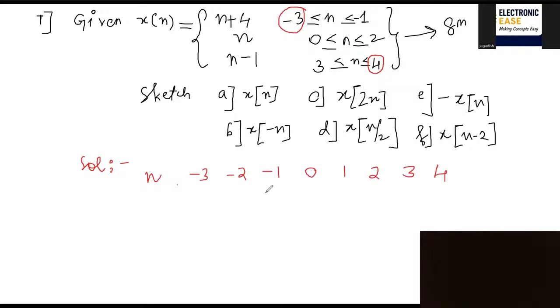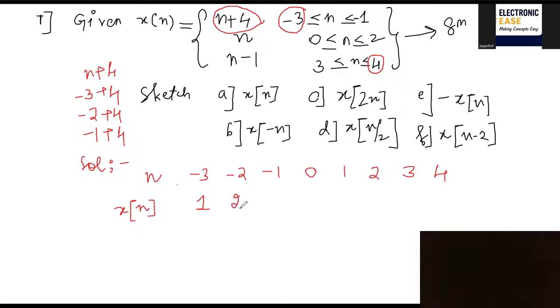Now I need to sketch x of n. In the problem, x of n is n plus 4 when n ranges from -3 to -1. So I substitute n as -3: -3 plus 4, and I get 1. Then at -2 I get 2, and at -1, -1 plus 4, I get 3. So from -3 to -1, the value is n plus 4.